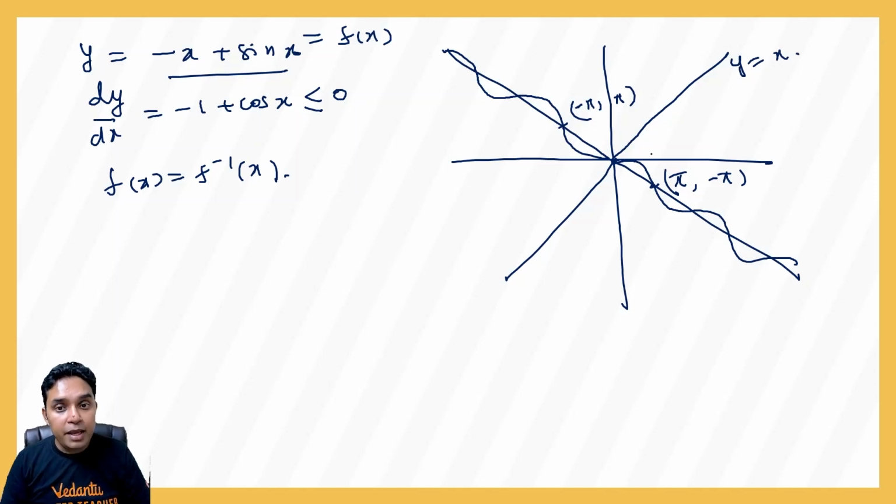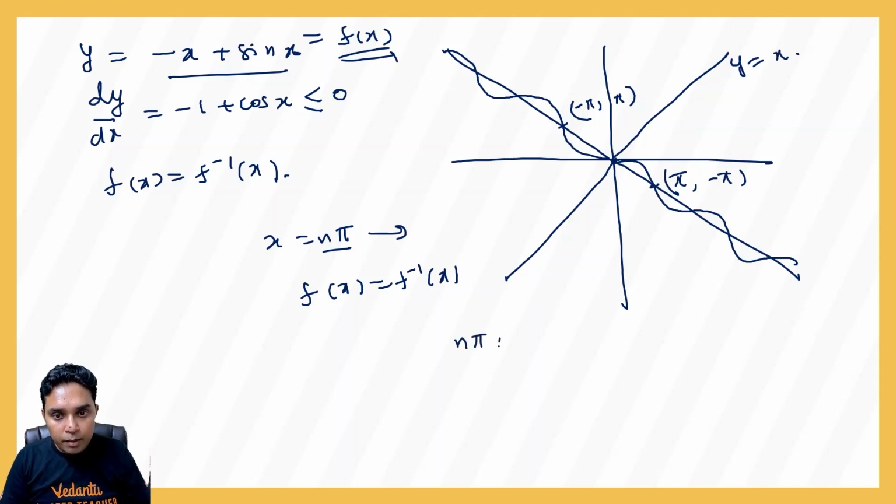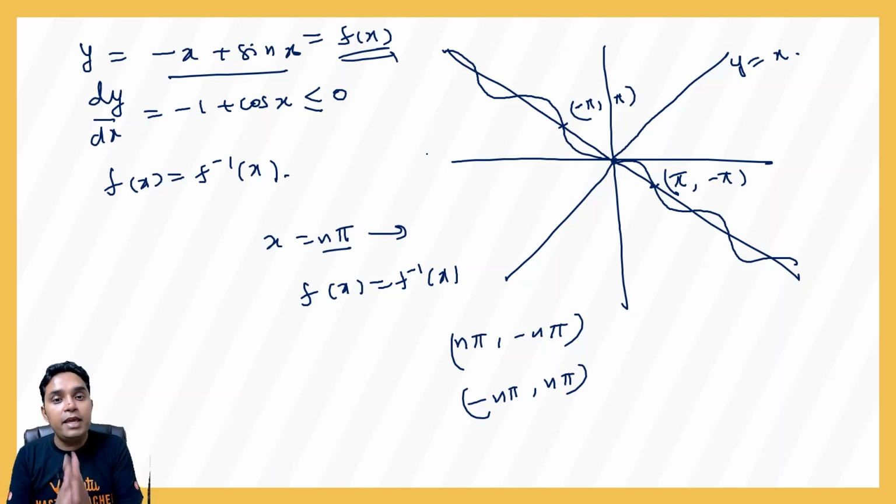So here by graph itself it is seen that all x equals n pi are going to be the solutions for f(x) equals f inverse x. You can check. If you put n pi, you will get minus n pi. If you put x equals minus n pi, the value of this function will be n pi. So that means (n pi, minus n pi) and (minus n pi, n pi) both are lying on the graph of f(x), so they will be lying on f inverse x also. So always take care of this thing.